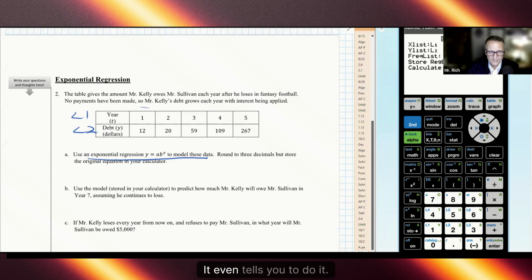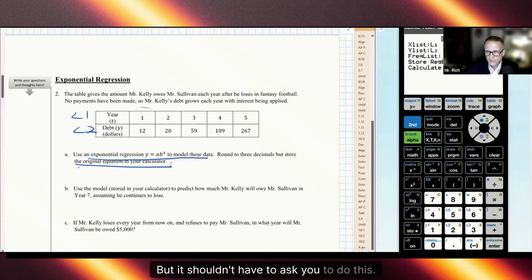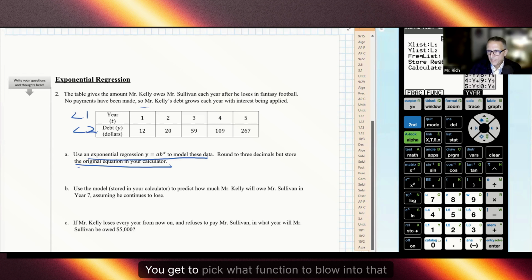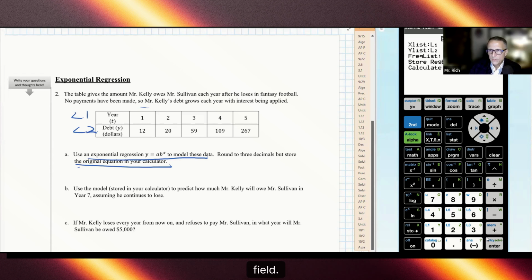So you definitely want to, it even tells you to do it, but it shouldn't have to ask you to do this. Your teacher should show you that once it creates this regression equation, you want the calculator to stick it into Y1 of your equation editor on the calculator. So how do I stick a Y1 there to tell it to store the regression equation? You do alpha trace. I know you would never know that that's where this menu is, but someone has to coach you and show you where this is. Alpha trace, you get to pick what function to put into that field. It's a Y1. Then you go down and calculate.